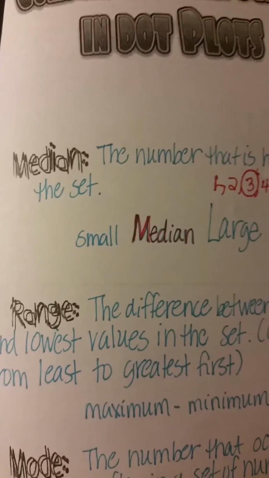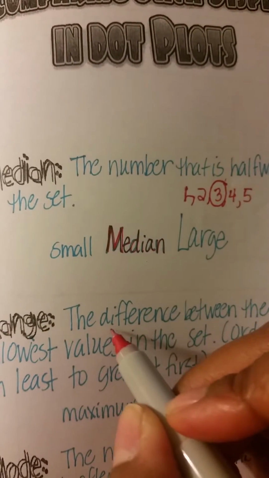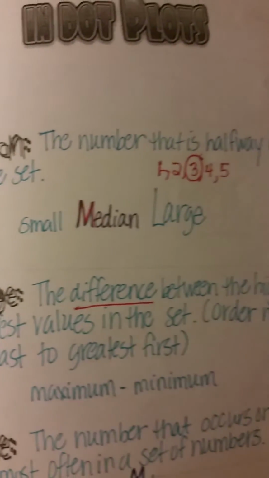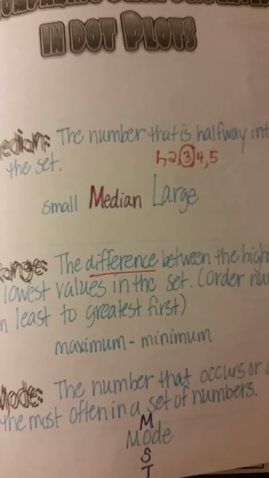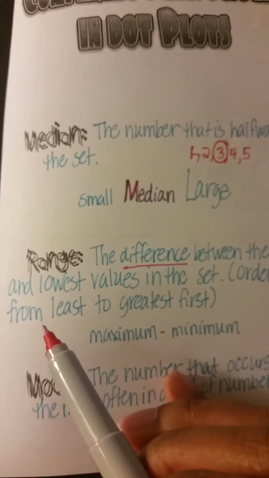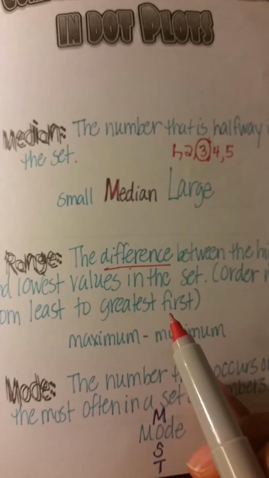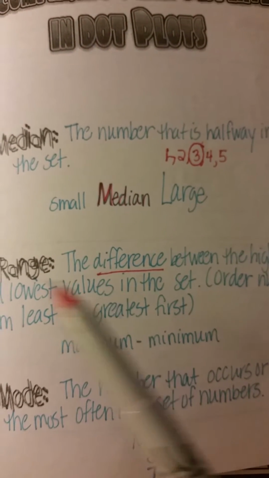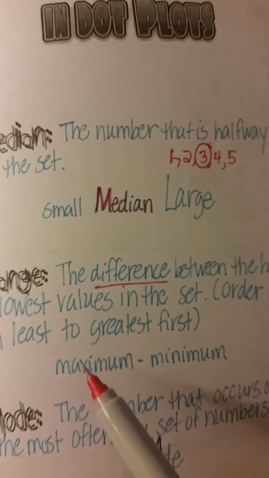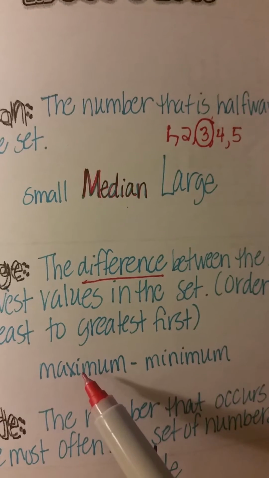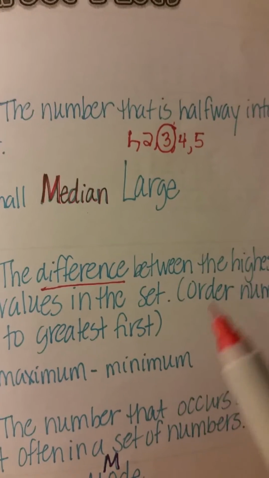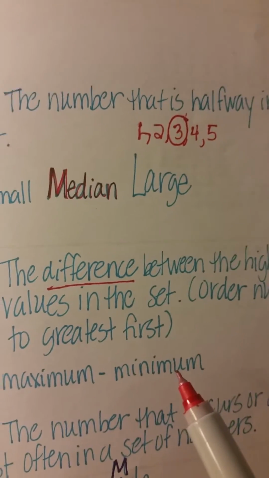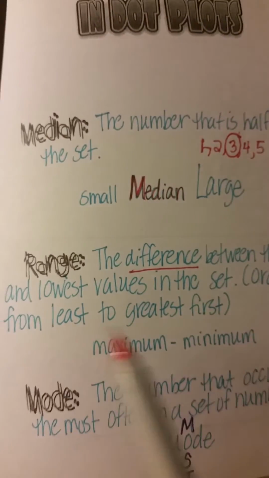Okay, the next one is going to be our range. The range is the difference. It's important. The difference between the highest and lowest values in the set. And the first thing you need to do before you figure out your range is to order the numbers from least to greatest first. That's very important, because when you do that, it puts them in order, and now you can find the range. Range is how spread out it is. Okay, so you subtract your maximum, which is your greatest number, and your minimum, which is going to be your smallest number. So maximum minus minimum. Okay, and remember always to order the numbers from least to greatest.